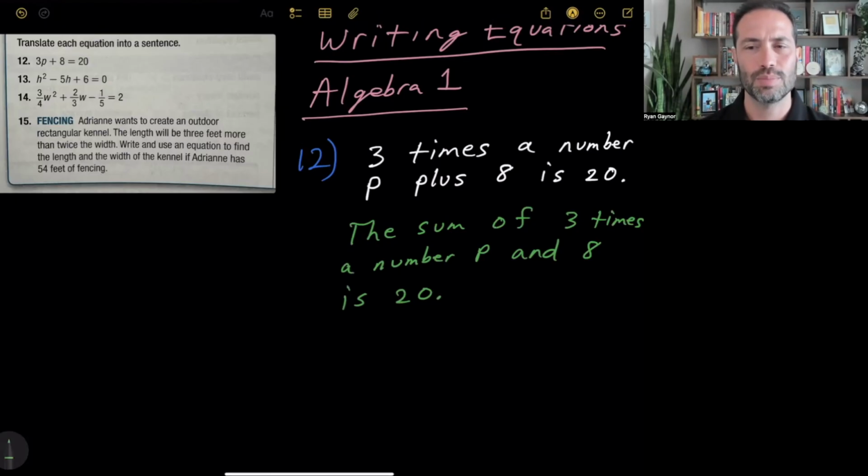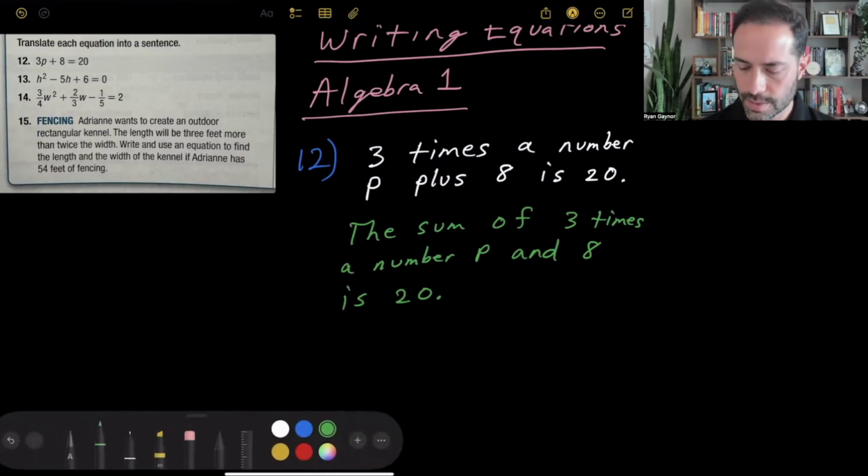So the difference between them is that in the first one, I'm just translating directly. I'm saying 3 times a number p, and then plus 8, and then is for equals, and then 20. The second one is a little bit more advanced. The sum of 3 times a number p, so 3p, and 8, so plus 8, and then is for equals, and then 20.